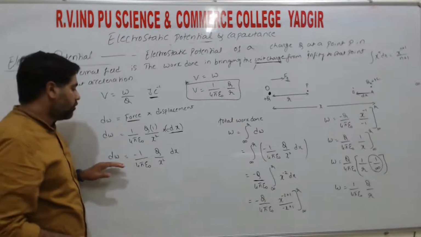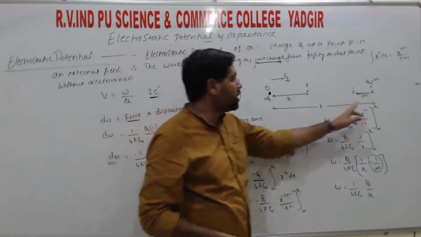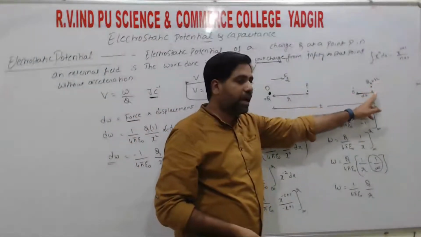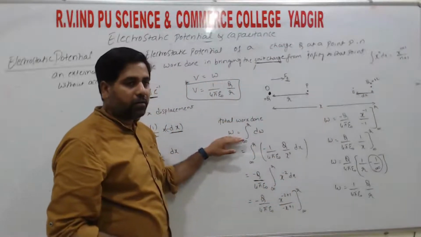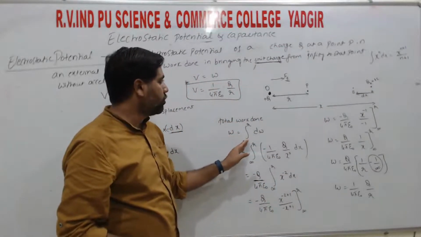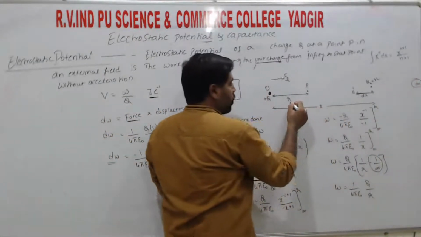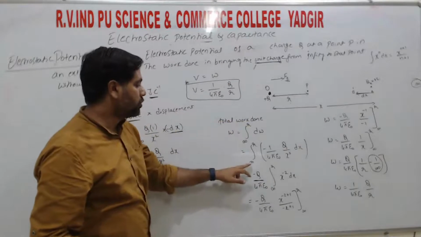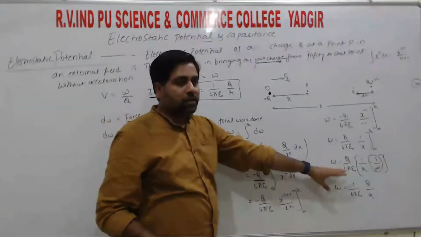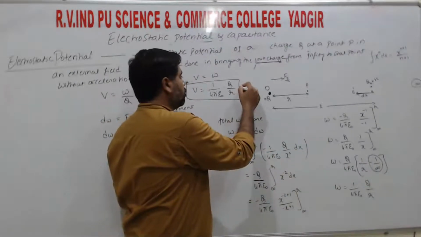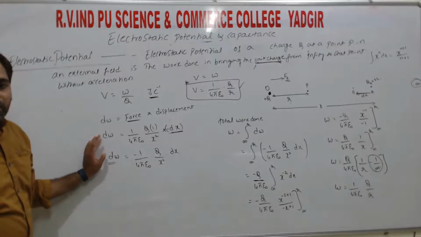So again, we get the small work done here. To find the total work done in bringing the charge of 1 coulomb from A to P, that's why we are integrating. So we know W is equal to, the limit starts from infinity and ends at a point R, right? So from infinity to R, we know dW. So by substitution and simplification, we get V is equal to 1 divided by 4 pi epsilon naught Q divided by R, right?